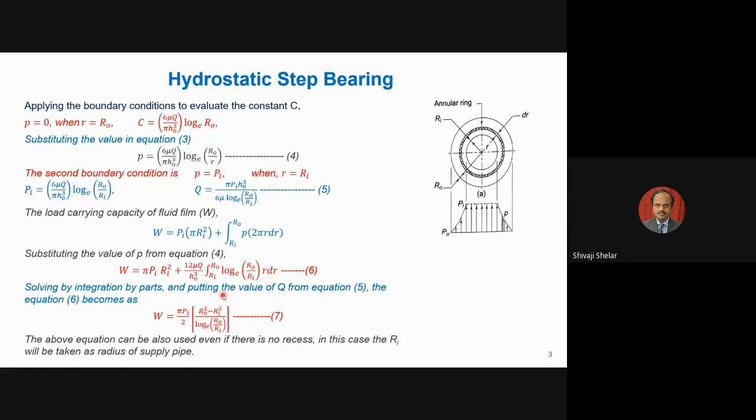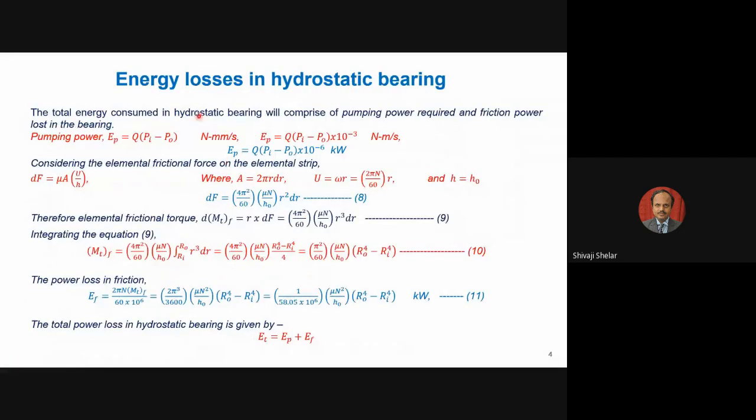Now, there will be some losses in this bearing. In the next part, I have the derivation for the losses. There will be energy losses in a hydrostatic bearing. I am typically talking about the hydrostatic bearing. So what type of loss will be there, or what additional energy is required for maintaining this lubrication? The total energy consumed in a hydrostatic bearing will comprise pumping power, because you have to supply pressurized liquid, so it has to be pumped. So pumping power is required, as well as friction power in the bearing. Some energy will be lost as friction power in the bearing.